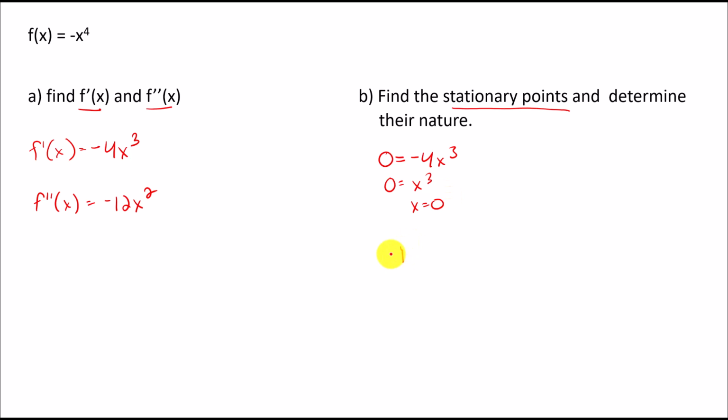Now, if I plug that into my second derivative, I get 0, which means that doesn't help me. I need to go back to a sign chart just like normal, and I need to test values. So if I plug in a negative 1 here, I'm going to get a positive. And if I plug in a positive 1, I am going to get a negative. Okay, so this goes from increasing to decreasing. And so you can see that at x equals 0, we have a maximum. So in that case, the second derivative didn't really help me at all.